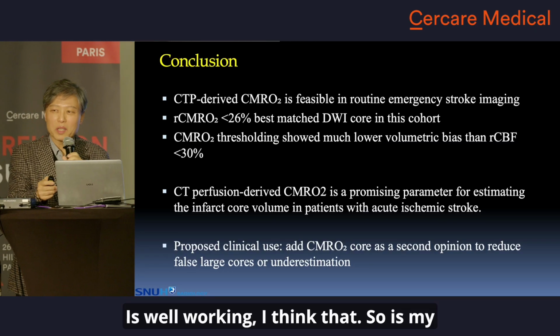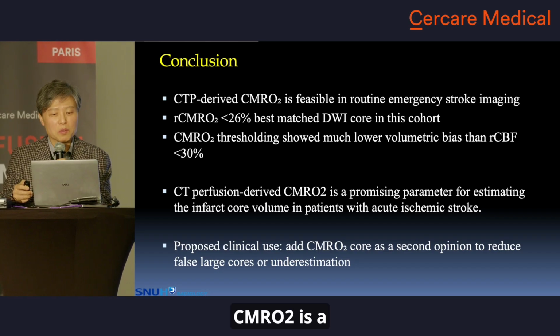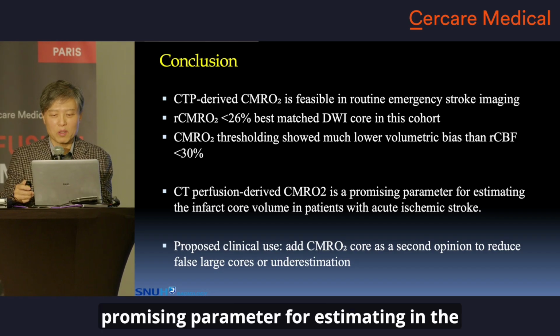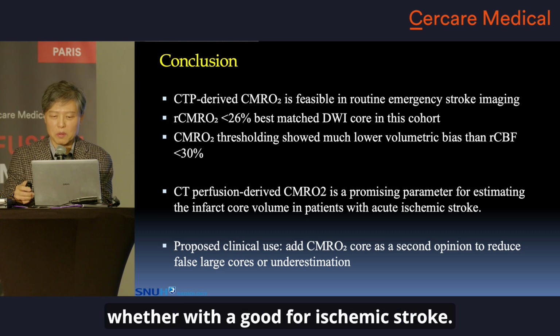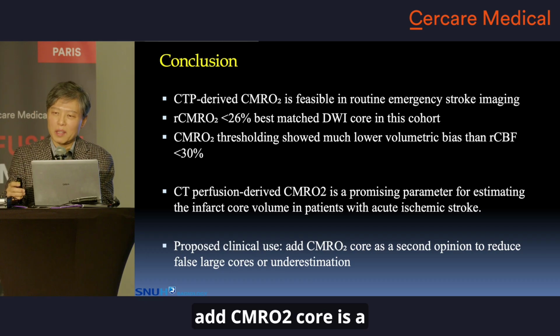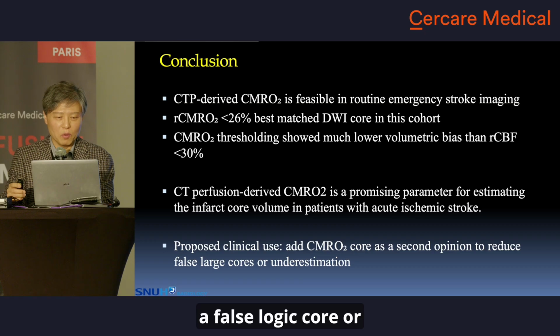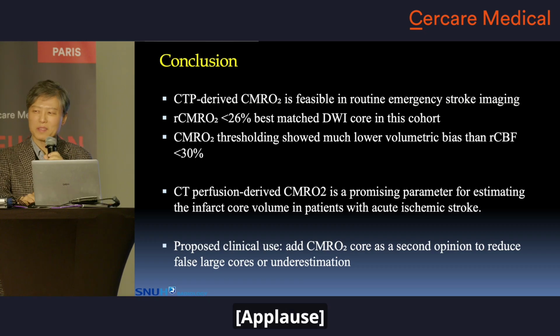So this is my conclusion. CT perfusion derived CMRO₂ is a promising parameter for estimating infarct volumes in patients with acute ischemic stroke. So I propose the clinical use of an added CMRO₂ core as a second opinion to reduce a falsely large core or underestimation. Yeah, thank you.